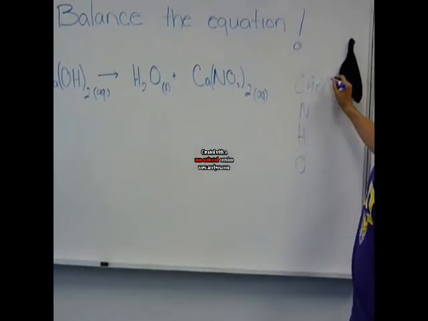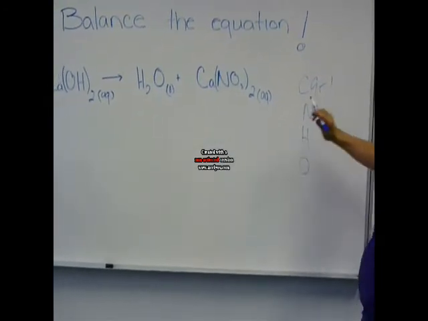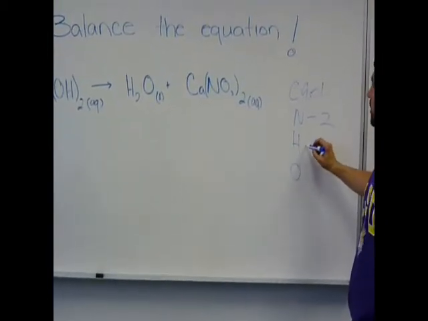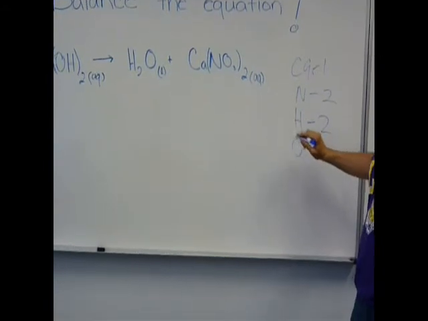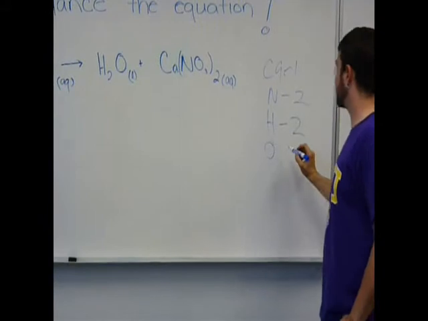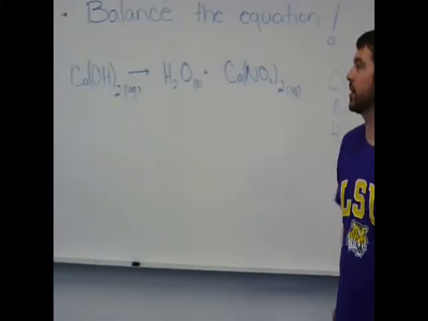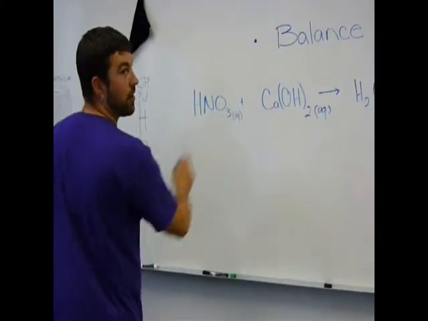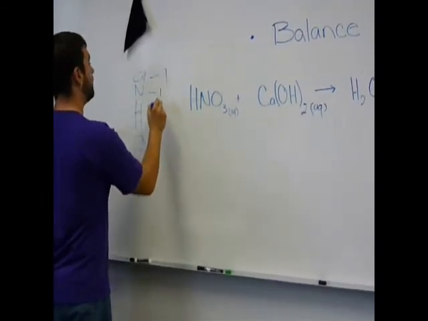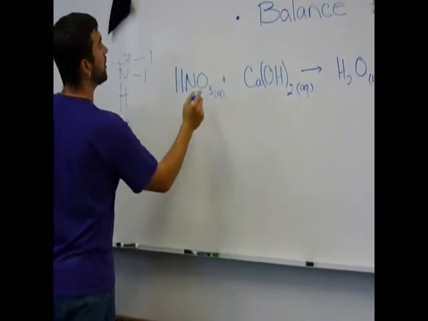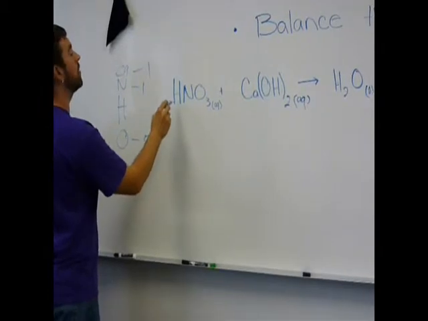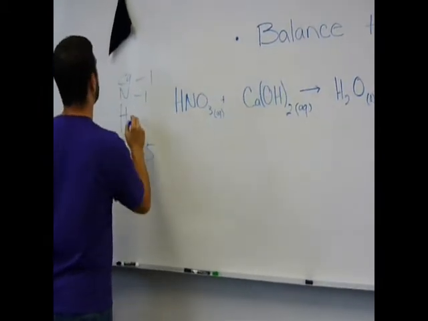For calcium, I have 1. For nitrogen, I have 2. For hydrogen, we also have 2. And for oxygen, we have 3 times 2 is 6, plus 1 is 7 on this side. And we do the same thing for the other side. So we have 1 calcium, 1 nitrogen, 3, 4, 5 oxygen, and for hydrogen we have 1, 2, 3.